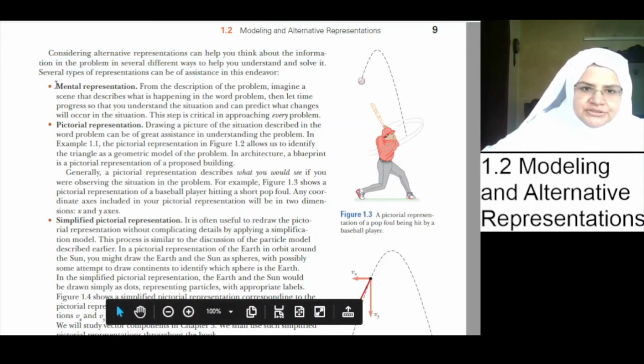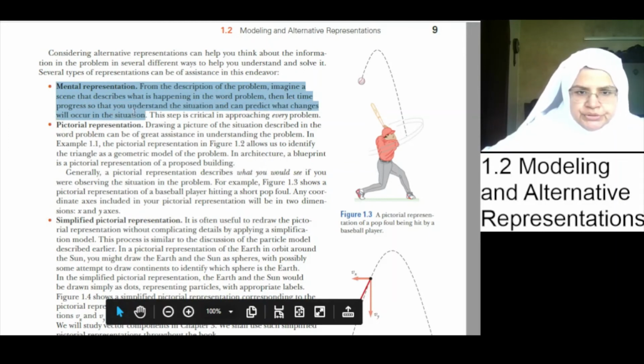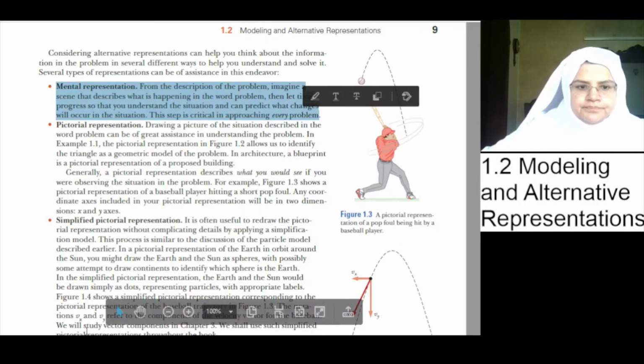Mental representation. From the description of the problem, imagine a scene that describes what is happening in the word problem. Then let time progress so that you can understand the situation and can predict what changes will occur in the situation. This step is crucial in approaching every problem.